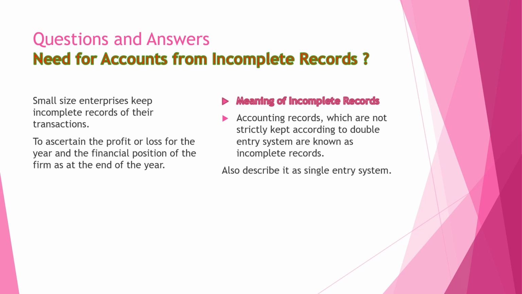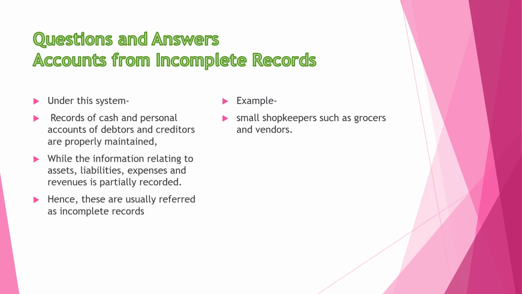Accounting records which are not strictly kept according to double entry system are known as incomplete records. It is also known as single entry system. Another question is, what are the various systems kept under incomplete records? Under this system, records of cash and personal accounts of debtors and creditors are properly maintained, while the information relating to assets, liabilities, expenses and revenue is partially recorded. Hence, this system is usually referred to as incomplete records. Examples are small shopkeepers such as grocers and vendors, gutka, panwala, as we have discussed.